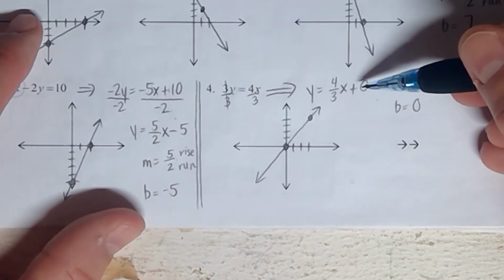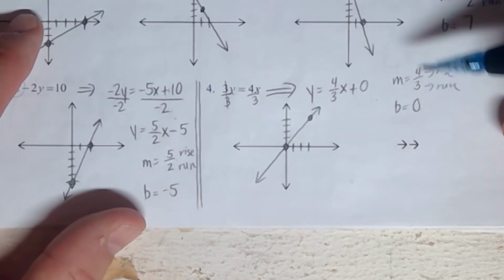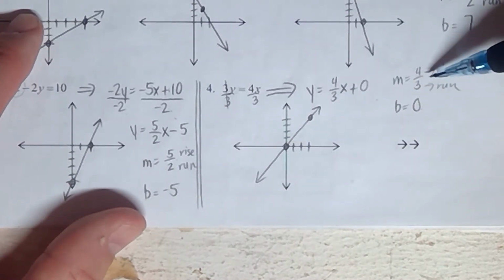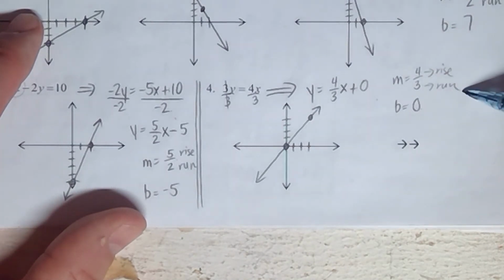Because that term was missing, we said it was plus 0. That means that the b is 0. Again, the slope is positive because it's positive over positive. And so we're going to rise and run again.